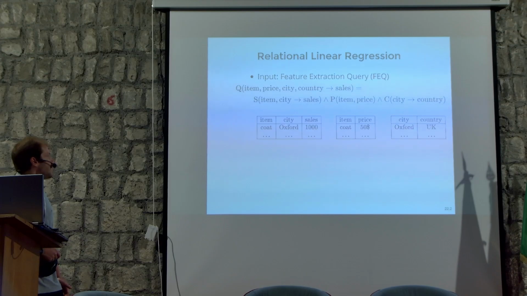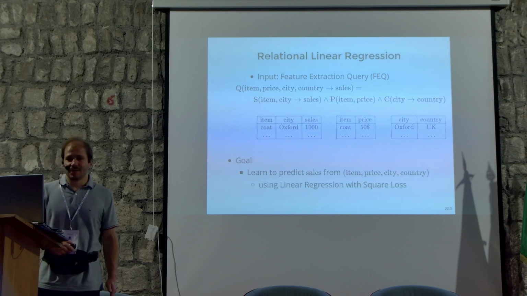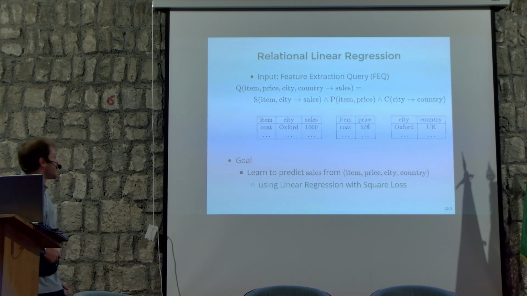So we are given some input tables, and we are given a query that computes this output. Our target is basically to learn how to predict sales based on item, price, city, country. So we are treating these four columns as input features, and this is the target that we want to learn how to predict. And we want to learn how to predict this using linear regression with square loss.